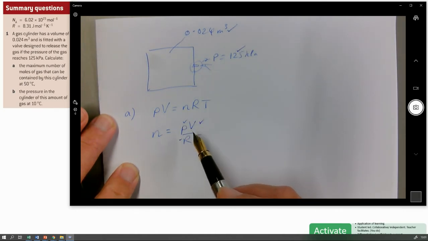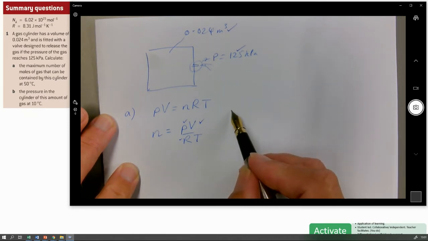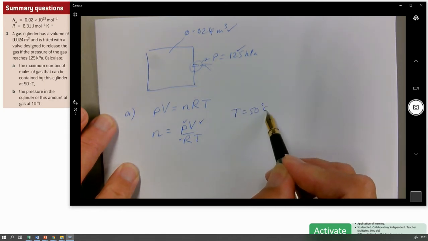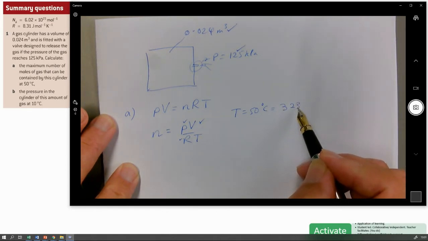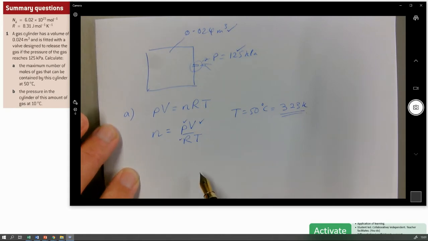Do we know R? Yes, it's 8.31. Do we know the temperature? Does it tell us the temperature? 50 degrees. Okay, but don't fall into the trap. Our temperature is 50 degrees C. That's going to be 323 Kelvin. Just add 273 to it.